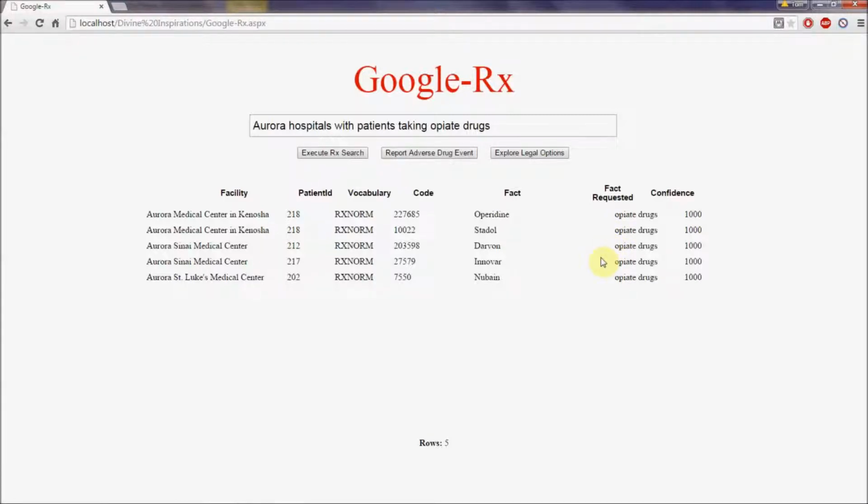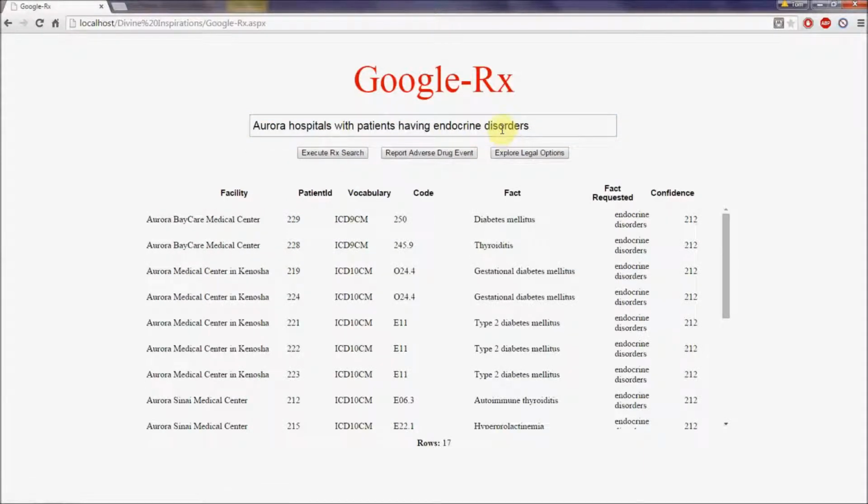Instead of patients taking opiate drugs, let's change our question and ask about patients having endocrine disorders. And what we see are a number of Aurora hospitals with a variety of patients, again, having various diagnoses that can be classified as endocrine disorders. We see there were 17 rows returned.